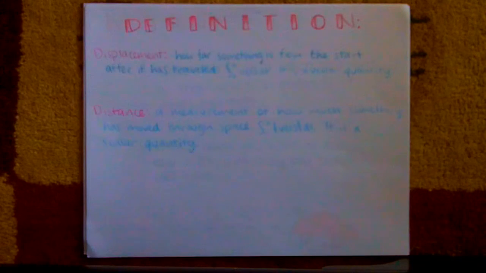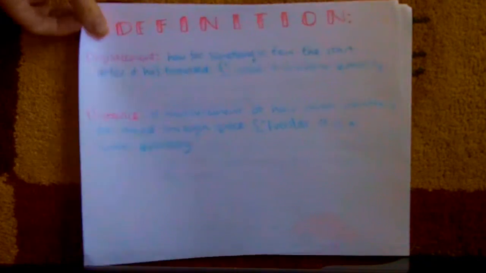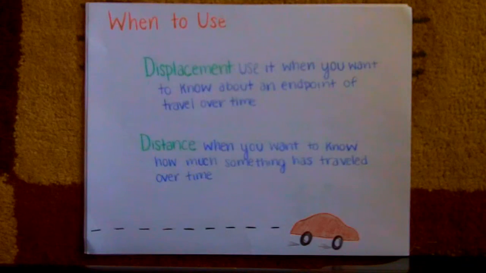Distance is a measurement of how much something has moved through space. This is the integral of the absolute value of velocity. Distance is a scalar quantity. Use displacement when you want to know about an endpoint of travel over time, and use distance when you want to know how much something has traveled over time.